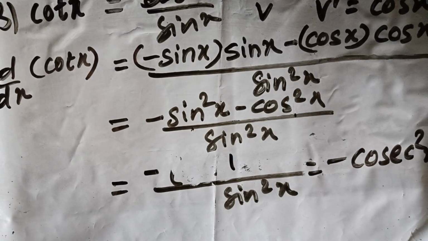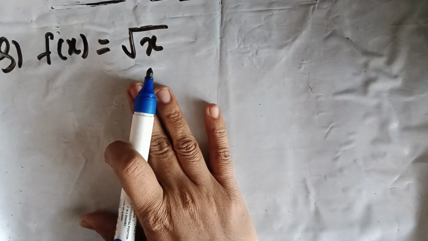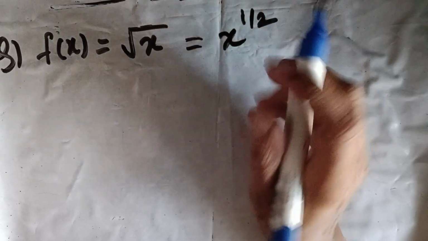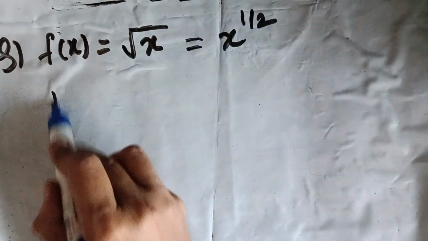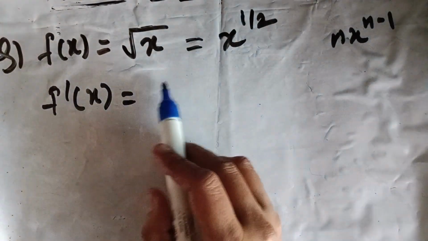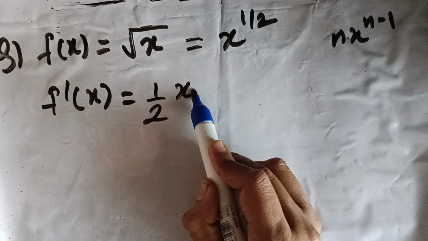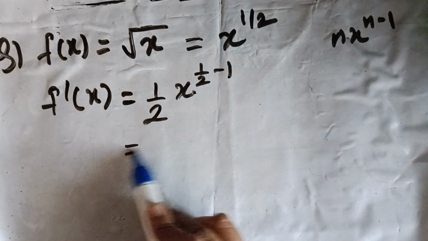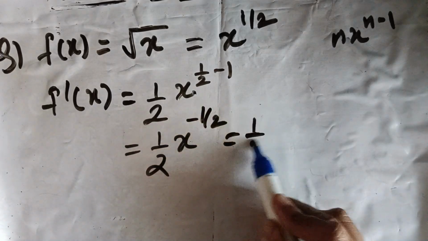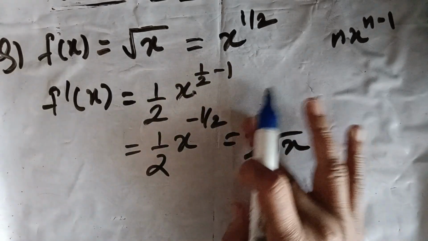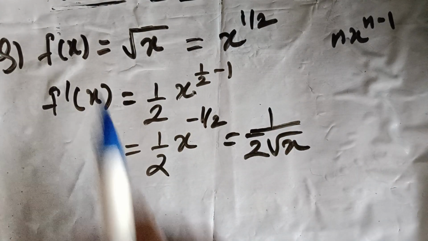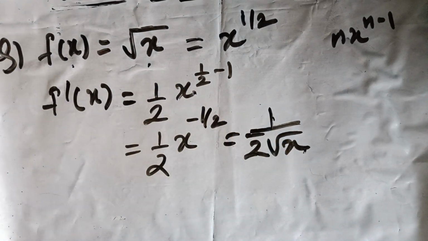This is the derivative. Let's find out the derivative of this. Okay. Root of x means x raised to half. So here you can use that x raised to n formula. So f dash of x becomes n x raised to n minus 1. n is half, x raised to half minus 1. So x raised to minus half, which is nothing but 1 upon 2 root x. Okay. So the derivative of root x is 1 upon 2 root x.